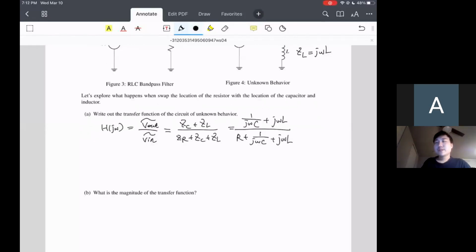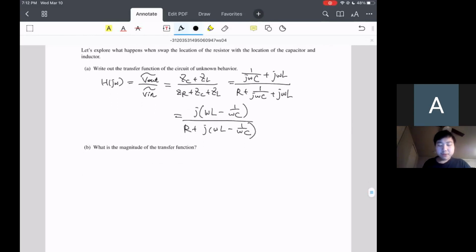And then we try to simplify this expression. For the sake of simplicity, we're not going to be multiplying both sides of the fraction by j omega C, but rather we're just going to write 1 over j as negative j. So that's going to be equal to j times (omega L minus 1 over omega C) over R plus j times (omega L minus 1 over omega C).